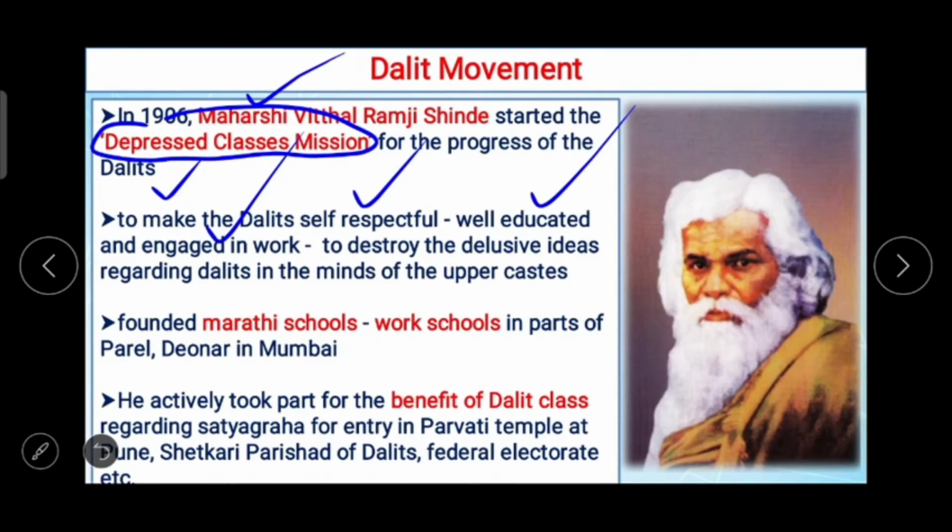While the second part of their work was to destroy the delusive ideas regarding Dalits in the minds of the upper caste. This was again very important. If we want to establish equality and maintain equality in society, then it is very important to throw out the thought of untouchability, or to throw out the delusive ideas regarding Dalits in the minds of the upper caste.